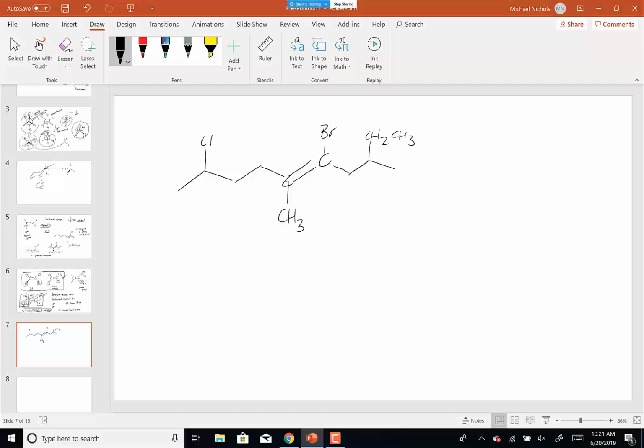So there's a molecule. What we can do is take our 5-minute break or so, and then when you come back, name that.